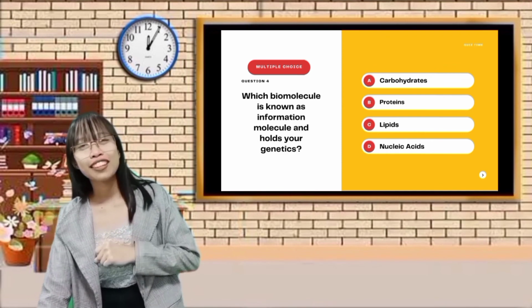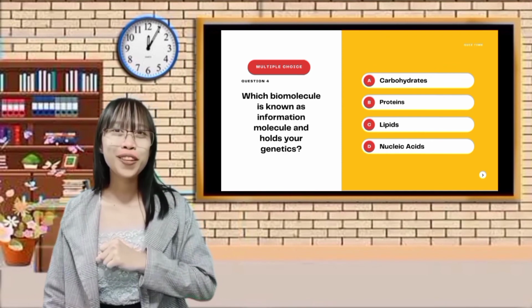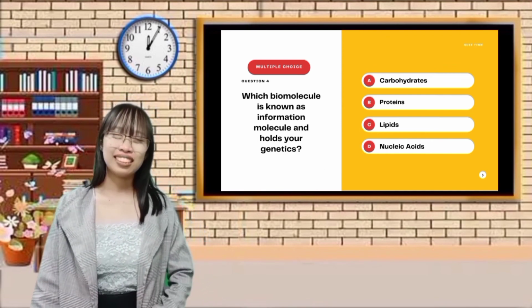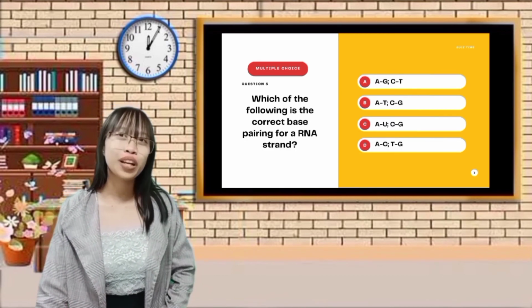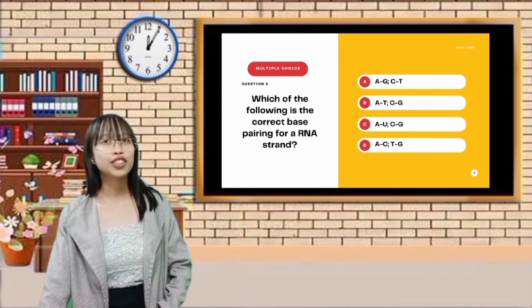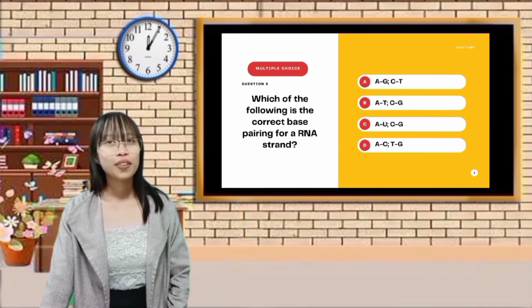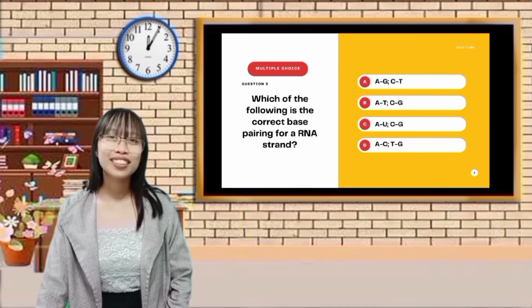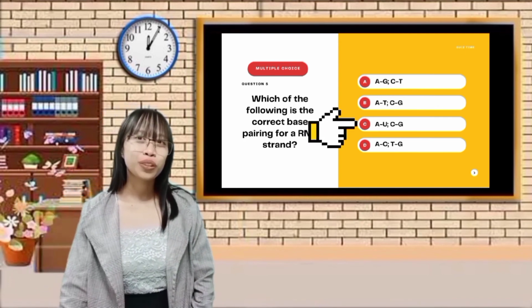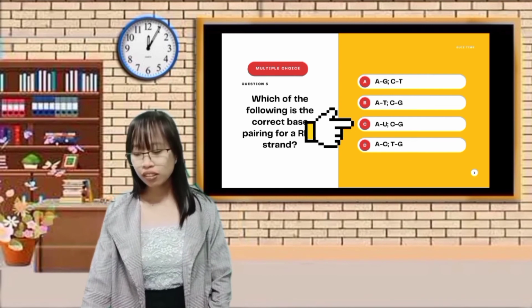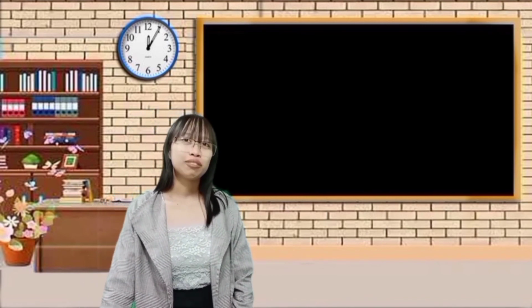The answer is letter D, nucleic acid. And last number, which of the following is the correct base pairing for RNA strand? The answer is letter C. Adenine pairs with uracil and cytosine pairs with guanine.